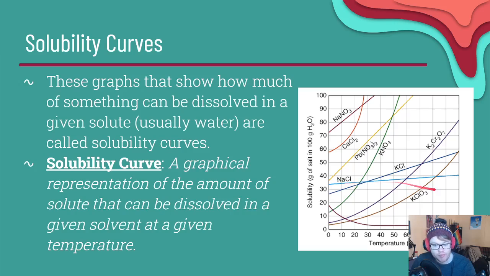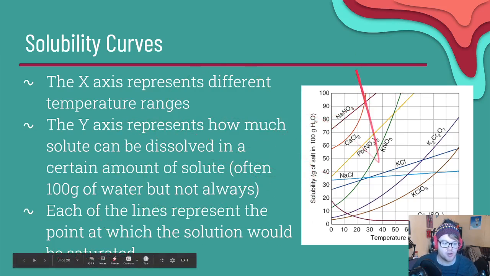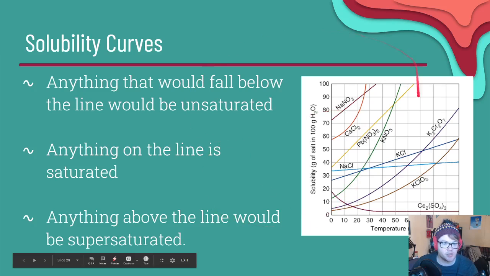So for example, if you heated water up to about 90 to 100 degrees Celsius, you dissolved 40 grams of salt into 100 grams of water, and then you cooled it down to 10 degrees, it would have 40 grams of salt, even though normally it should only have 35 grams of salt, and that would be a supersaturated solution. So everything above whatever line you're looking at is supersaturated, everything below is unsaturated, and exactly on the line is a saturated solution.